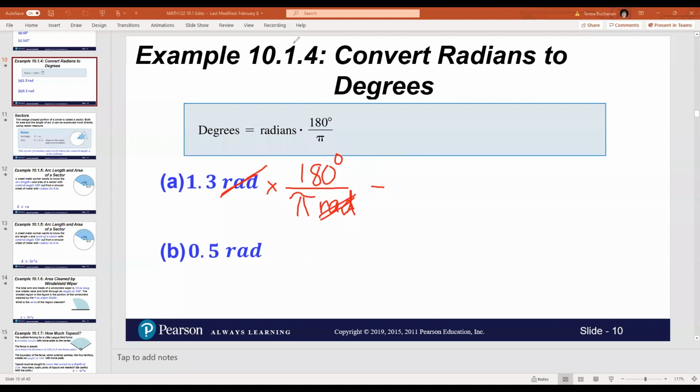And therefore I have 1.3 times 180, so 234 over pi. That pi value is still there. That's a multiplier, a constant. So I have 234 over pi degrees here. Once again, if you need the approximation, you can always get that. 234 divided by pi in your calculator is approximately 74.5 degrees.